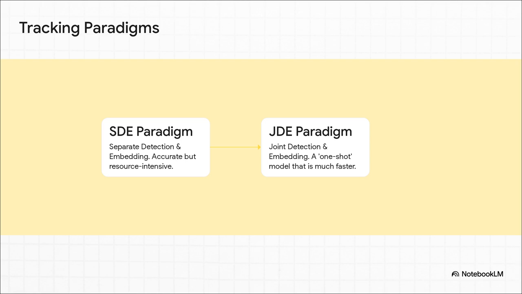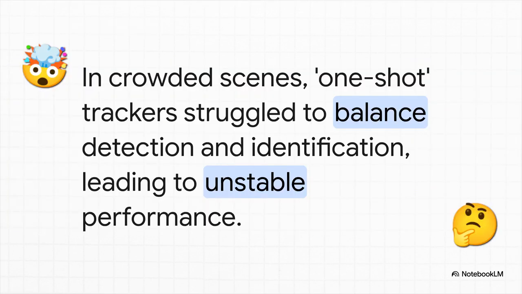But in that rush to be faster, it accidentally created a brand new problem, one that was really tricky, especially in crowds. It's like the AI was trying to pat its head and rub its stomach at the same time. It was trying to do these two big jobs at once, finding things and identifying them. And in really complicated scenes, it just started to buckle, confusing people who looked alike and totally losing track of them if they were even slightly hidden.